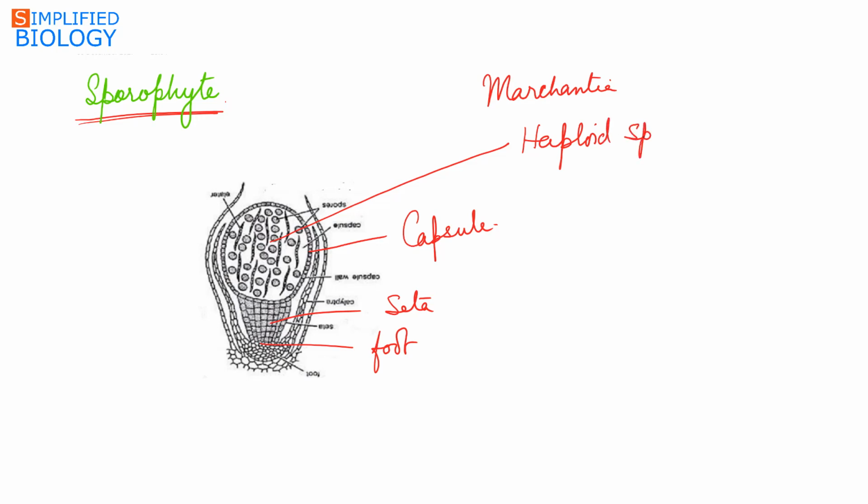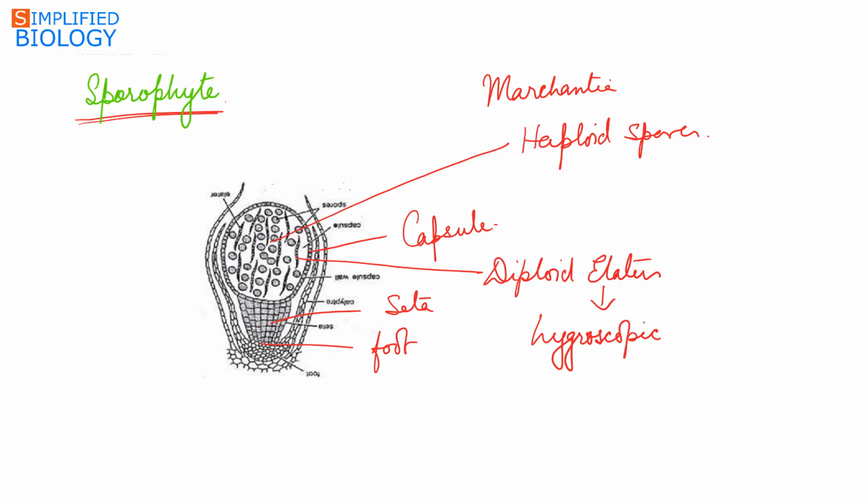that are formed after meiosis from the spore mother cells, and diploid hygroscopic elaters. Diploid elaters that are hygroscopic, that is, they can absorb water and lose water. They help in dispersal of spores. The spores, when they fall on a suitable substratum, germinate to form the new thallus.